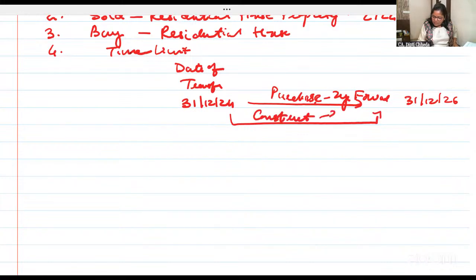Construct 3 years forward. So till 31st December 27, you can construct the house. Are you all with me? You're doing it for the first time. That's why I have explained. Now I'm making you write and we will solve the question also.